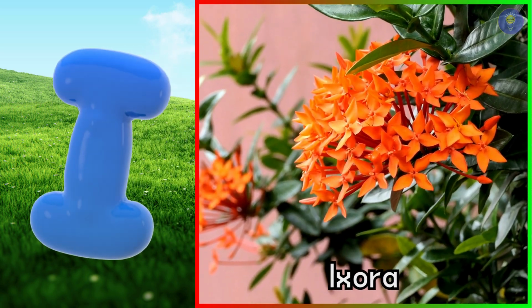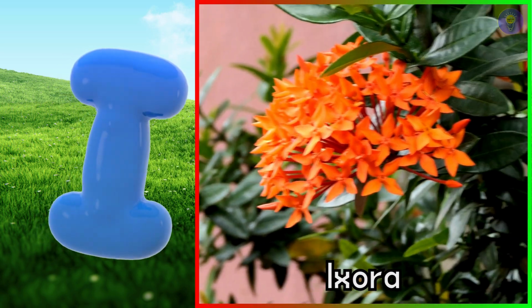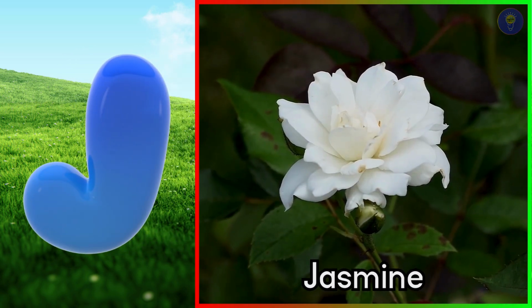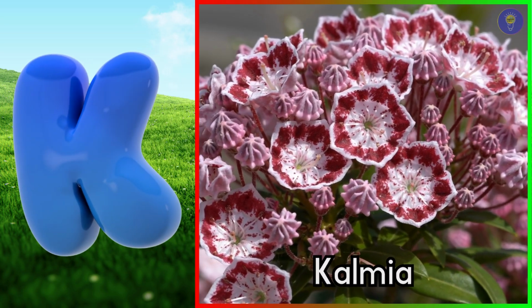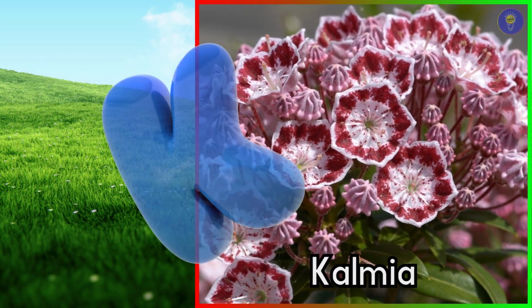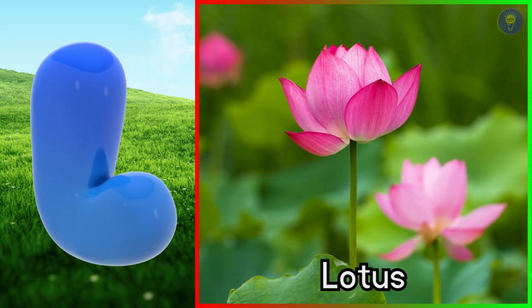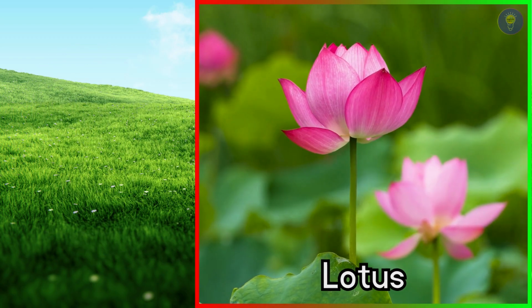I is for ixora flower. J is for jasmine flower. K is for kalmia flower. L is for lotus flower.